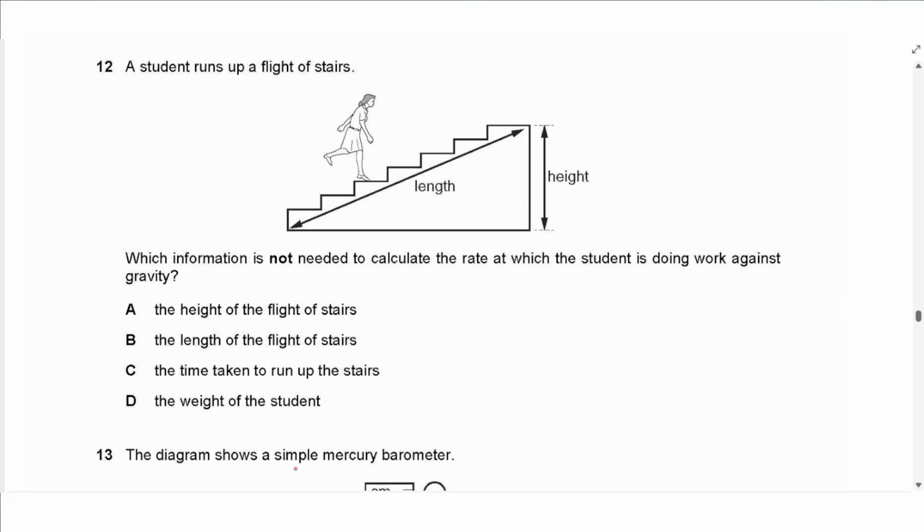Question 12 says a student runs up a flight of stairs. Which information is not needed to calculate the rate at which the student is doing work against gravity? So rate means time, work done, which is force multiplied by the parallel distance, but gravity is vertically down, so we need vertical amounts. Weight is vertical force, height is vertical distance, but the length of the stairs is inclined, so it is not vertical. So it would be the length of the flight of stairs, not the height. The length is unnecessary, so we choose B.